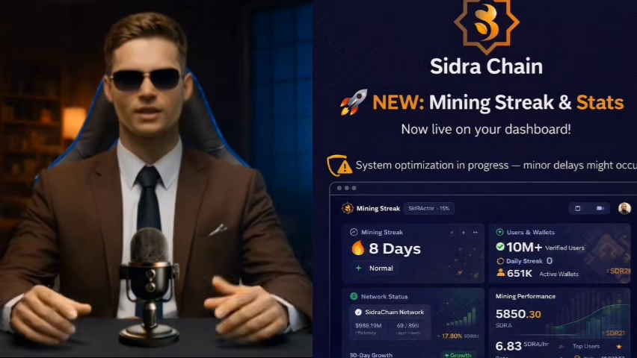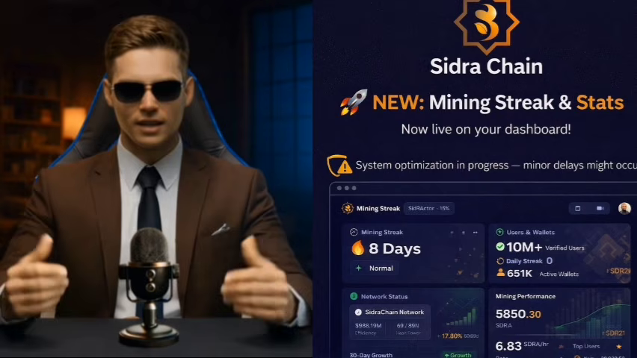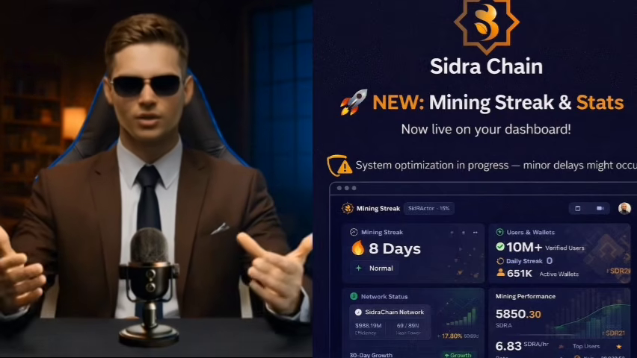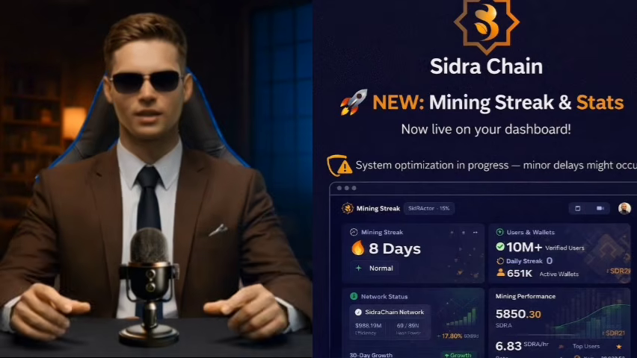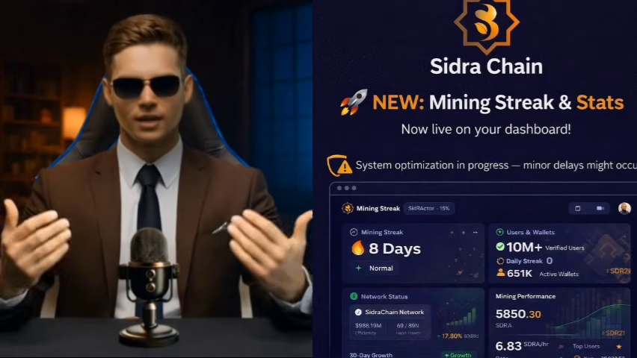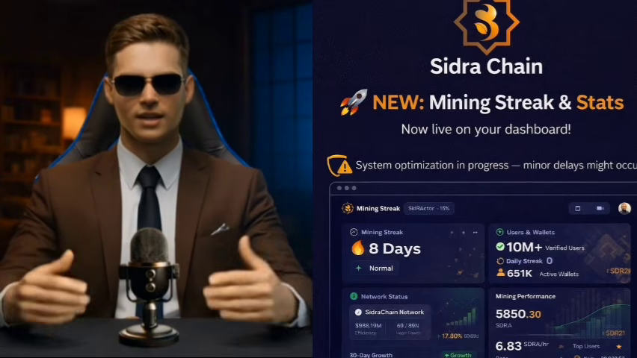Final thoughts. If you were confused about the new denominated value and value in SDA sections, now you understand. SDA is the accounting backbone. Sidra DEX is the internal marketplace. The ecosystem is shifting towards sovereign financial design. This is not just about trading. It's about architecture. And architecture determines longevity.